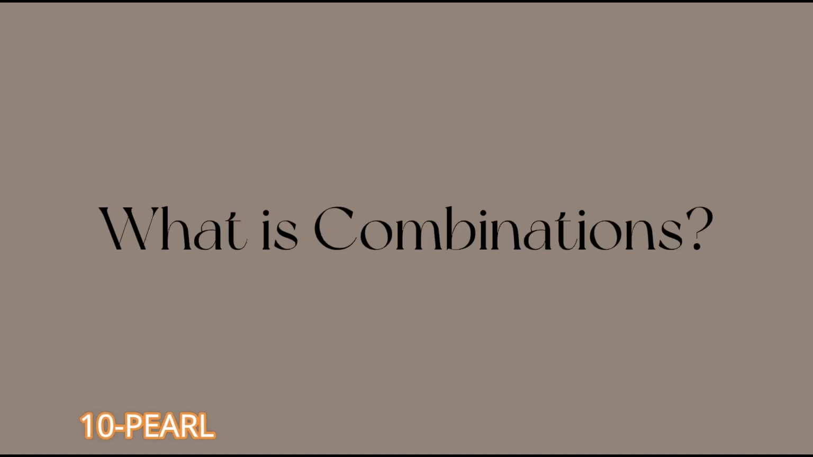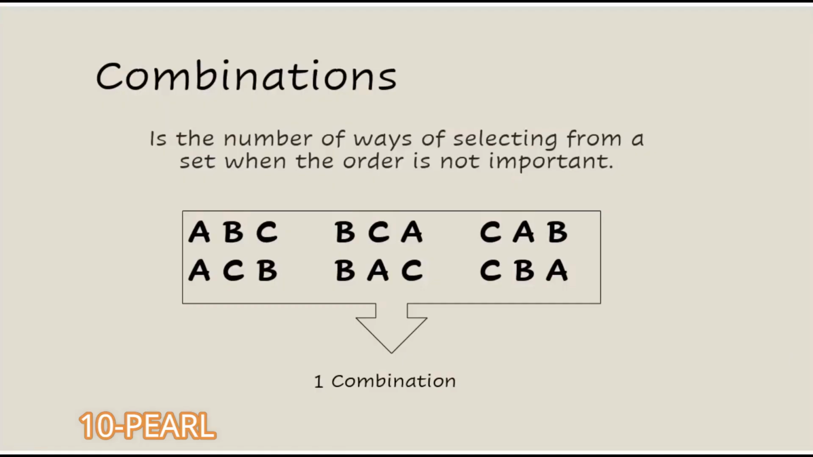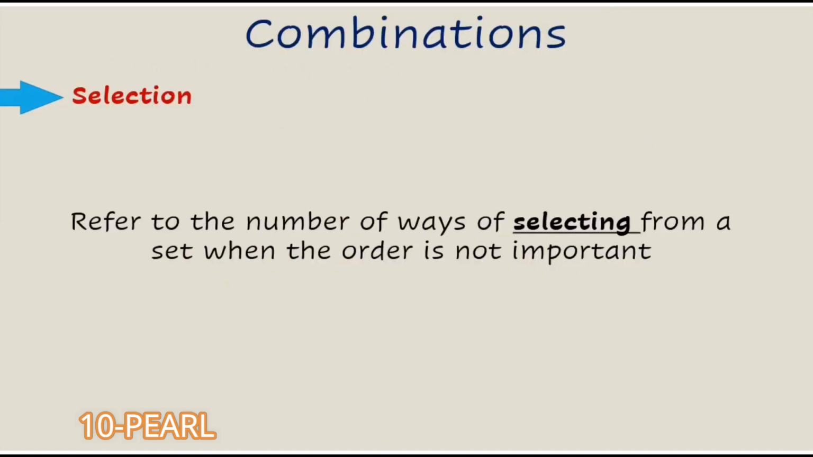What is combination? In the definition, combination is the number of ways of selecting from a set when the order is not important. In combination, ABC, BCA, CAB, ACB, BAC, CBA are just the same. Hence, that is just one combination. The keyword in combination is the word selecting.